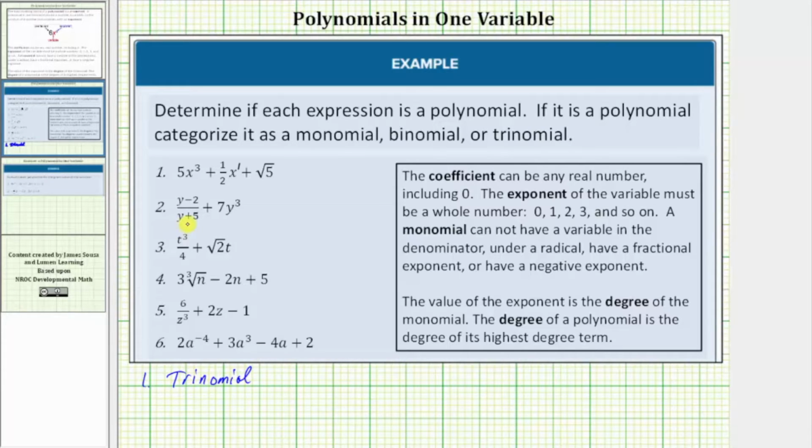Now looking at number 2, notice how here we have the variable y in the denominator, which means the first term is not a monomial. Looking back at our definition, a monomial cannot have a variable in the denominator, which means number 2 is not a polynomial.